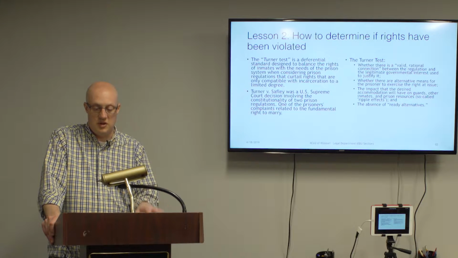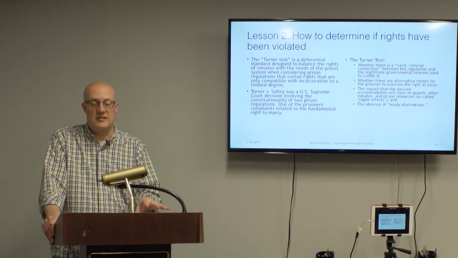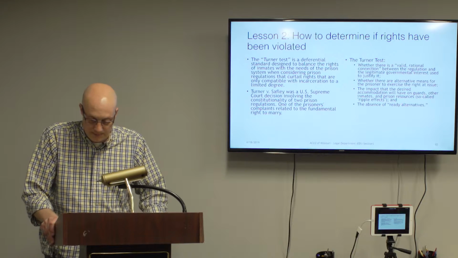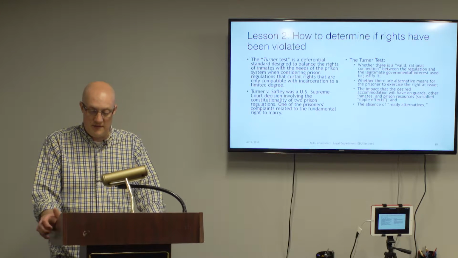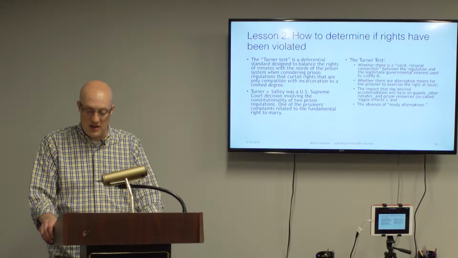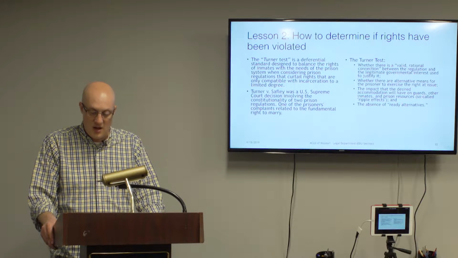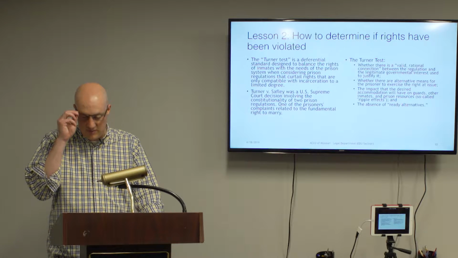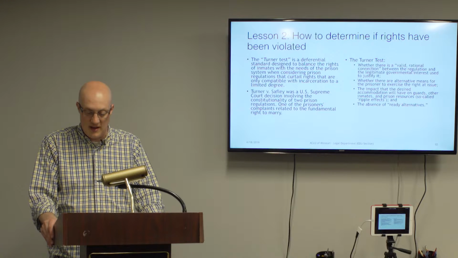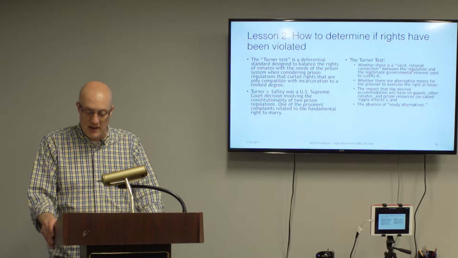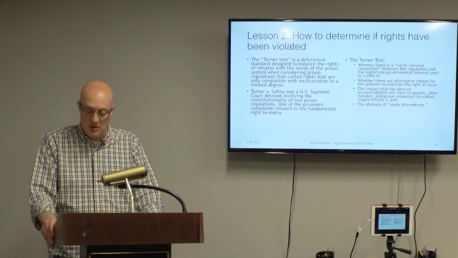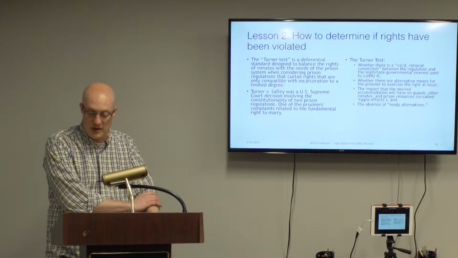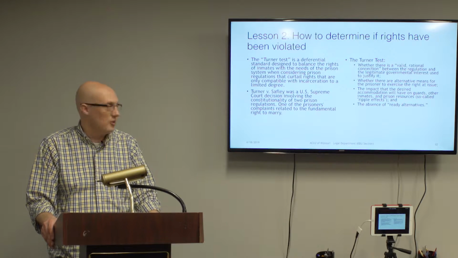The Turner test is very similar to the strict scrutiny test in that it says that a claim must be a valid rational connection between the regulation and the governmental interest used to justify it. Secondly, a court must consider whether alternative means of exercising the right remain open to the inmates. Thirdly, a court must weigh the impact accommodation of the right will have on guards and other inmates. And finally, the presence or absence of ready alternatives to the regulation.